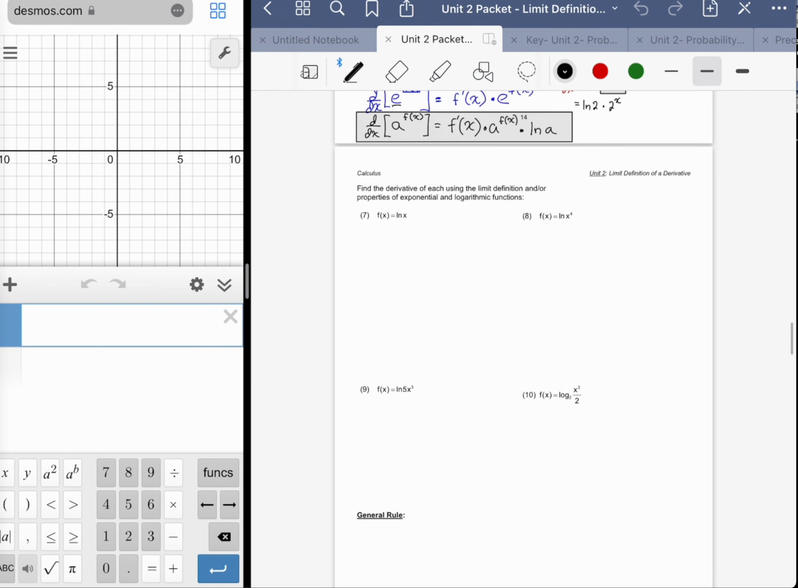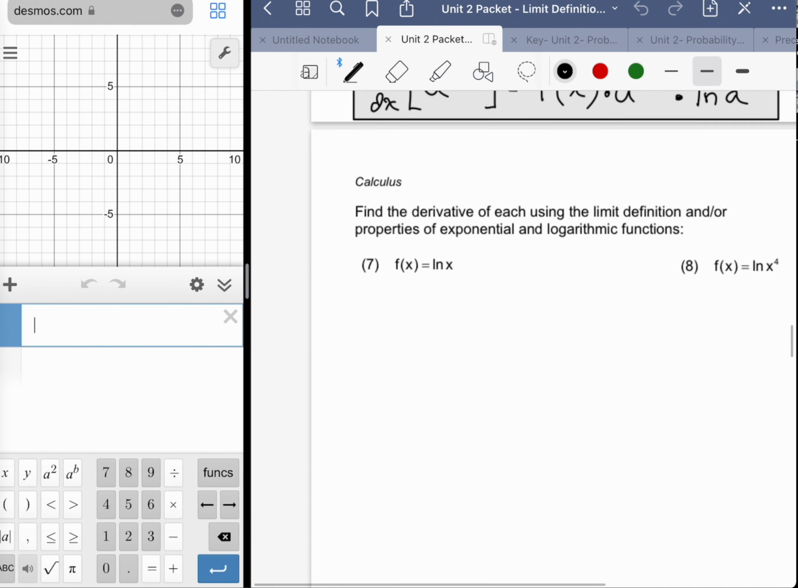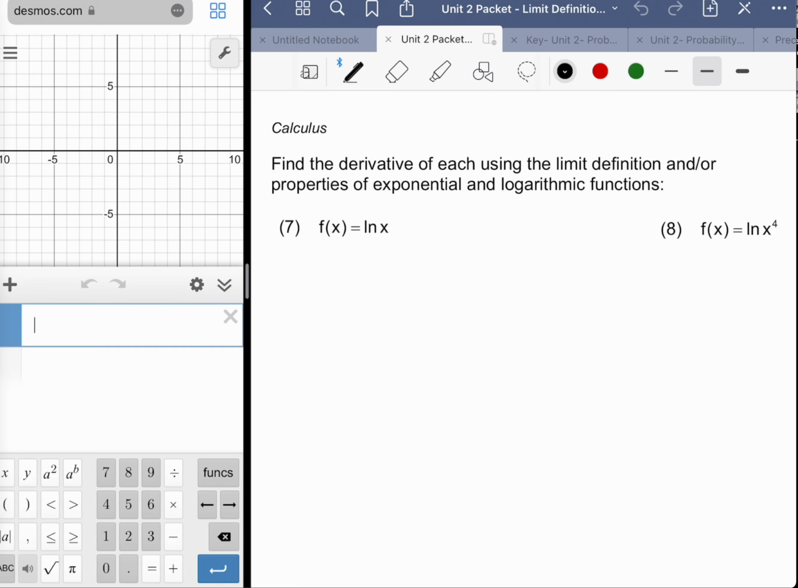Again, page 15. Yep, page 15. Number 7 says find the derivative of each using limit definition and/or properties of exponential and log functions. All right, so we could try to do this with the limit definition.